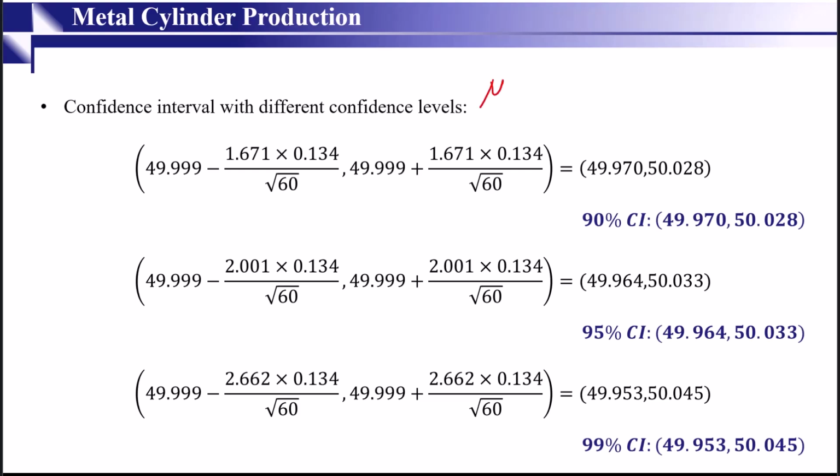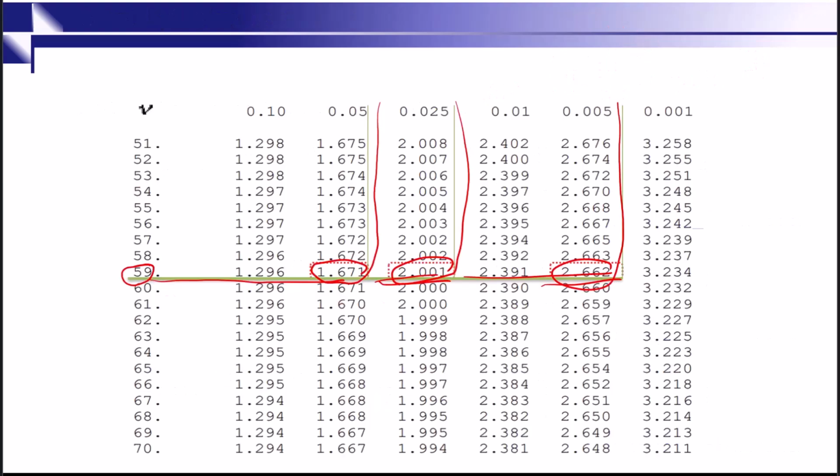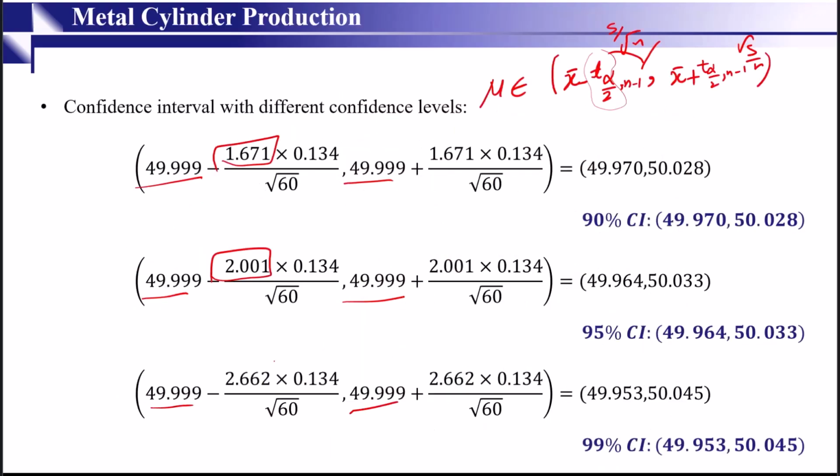We have already the equation that mu falls between x bar minus, x bar plus, right? Then in here, critical value t alpha divided by 2 and n minus 1, and in here, s divided by root of n. Then again here, x bar plus t alpha divided by 2, n minus 1, times s divided by root of n. So we already found these values here. Just substitute here. We have x bar is 49.99. Then for the first one, what we found here, 1.671. So we already found these values, right? Just put it here.